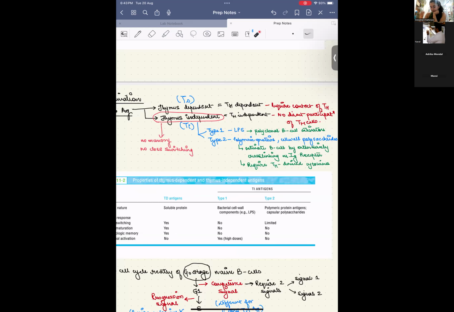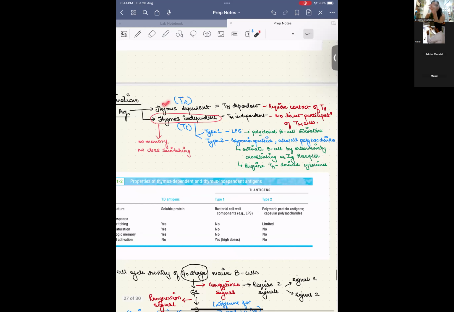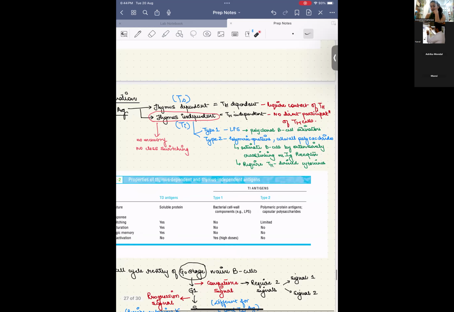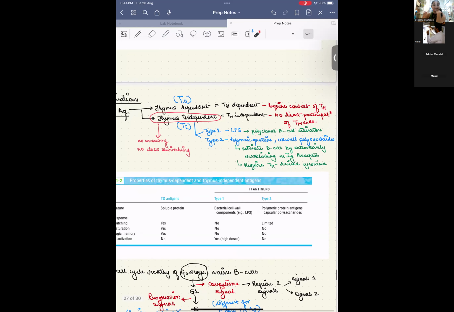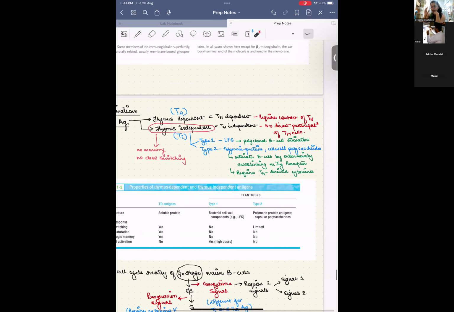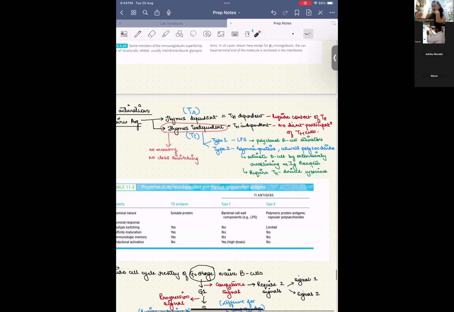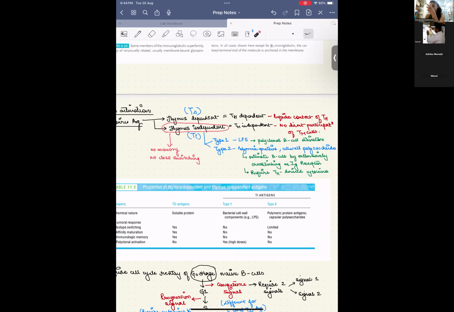And if I talk about thymus independent, that's exactly the opposite. So this is T helper cell independent, and why are we calling it thymus? Because essentially the T cells are coming from thymus. So people have actually performed thymectomy, and they have seen which kind of antigen is responded to or the body fails to respond to, and based on that they have given this sort of name.